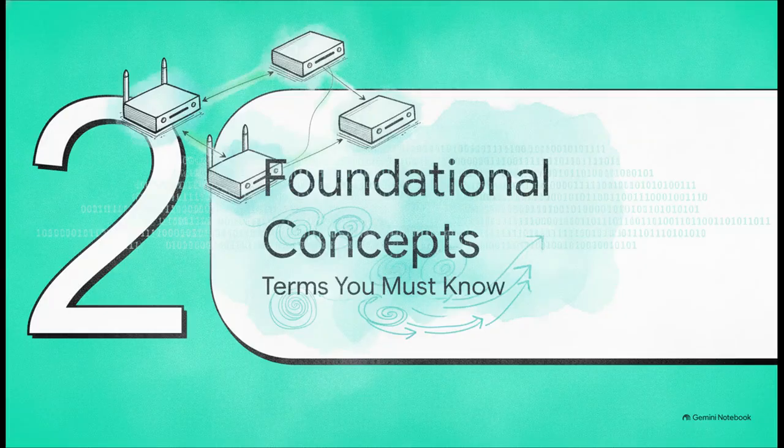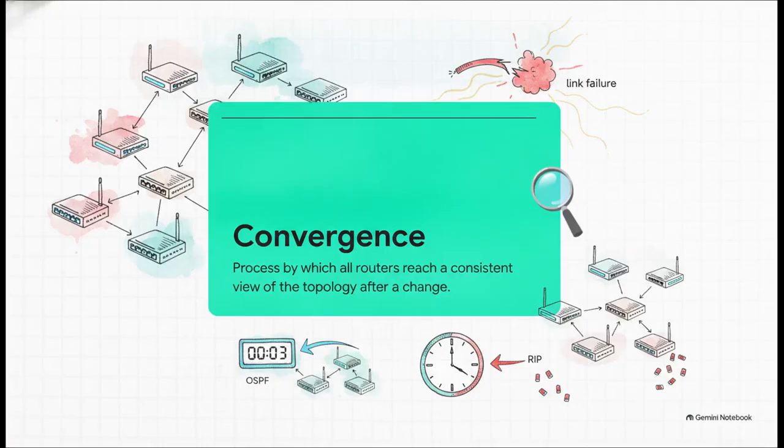Section 2. Foundational routing concepts. Before we throw a bunch of acronyms at you, let's establish a baseline. First up is convergence. Basically, this is the process by which all routers reach a consistent, accurate view of the network topology after a change, like, say, a link failure or a brand new subnet coming online. Convergence is absolutely critical because during this transition time, your traffic might be dropped or misrouted entirely. And the difference in convergence times between protocols is massive. A modern protocol like OSPF can converge in mere seconds, while an older one like RIP might leave your business waiting and dropping packets for over 3 minutes.